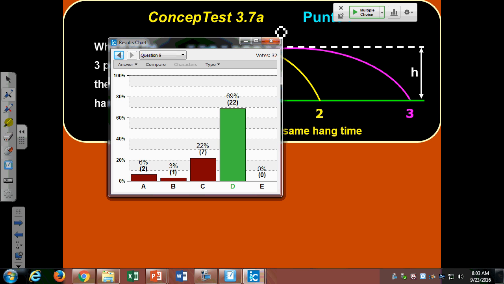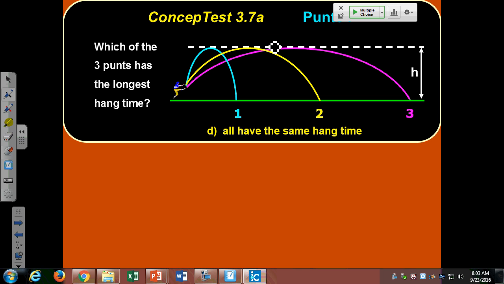Okay, good. D is right. Because what determines the time that an object is in the air? The y motion. Right. So the y motion determines the time it's in the air. So since these all have the same y displacement, they're all in the air for the same amount of time. Now they have different angles and different initial velocities, and that's why they go different distances. But they all have the same hang time. They're all in the air the same amount of time.